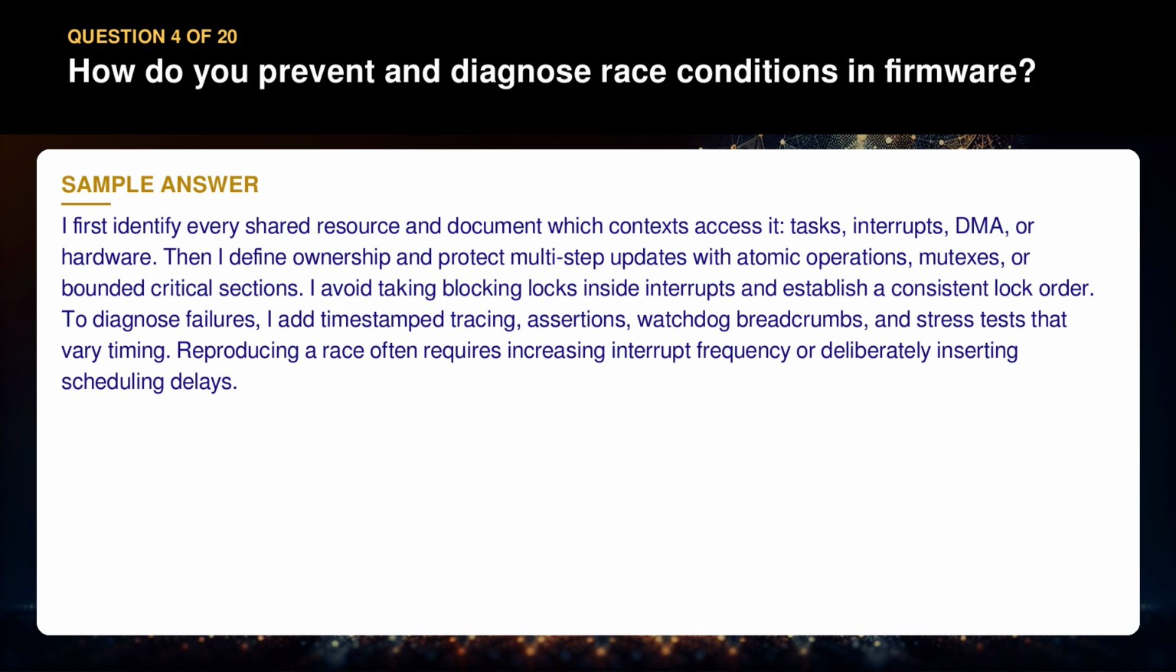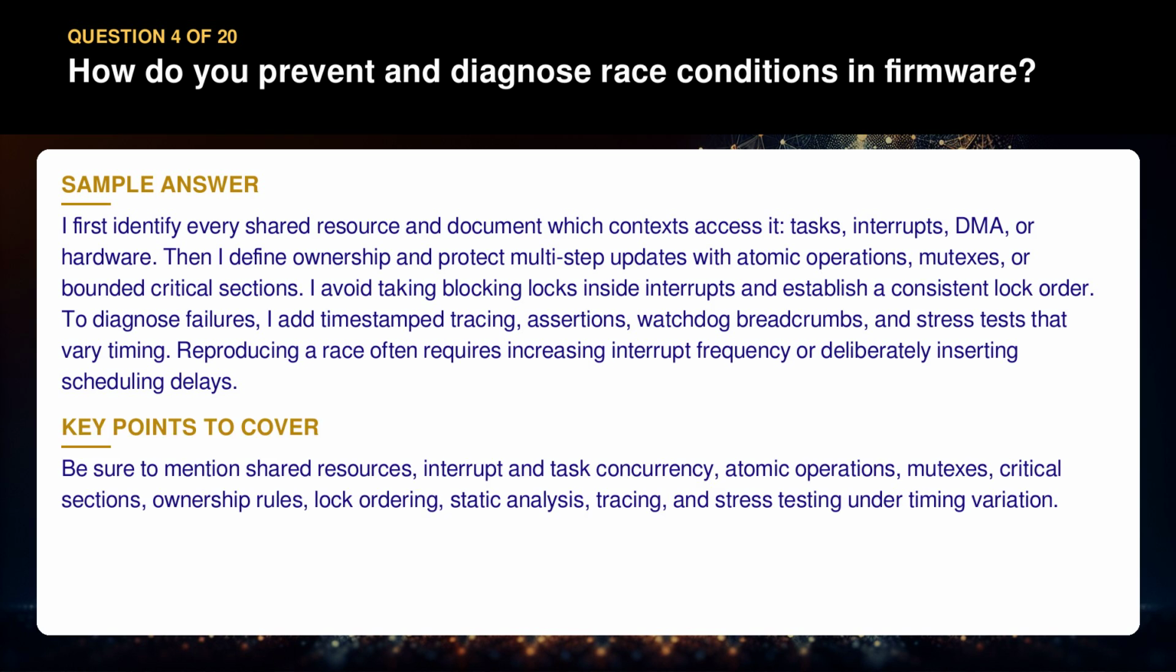To diagnose failures, I add timestamped tracing, assertions, watchdog breadcrumbs, and stress tests that vary timing. Reproducing a race often requires increasing interrupt frequency or deliberately inserting scheduling delays. Be sure to mention shared resources, interrupt and task concurrency, atomic operations, mutexes, critical sections, ownership rules, lock ordering, static analysis, tracing, and stress testing under timing variation.